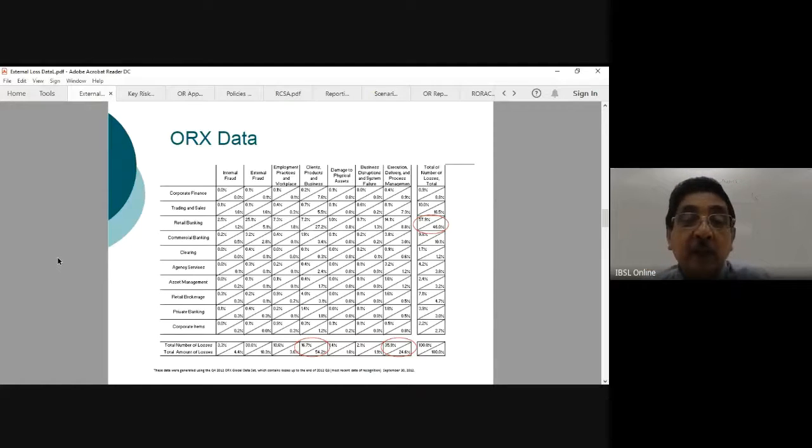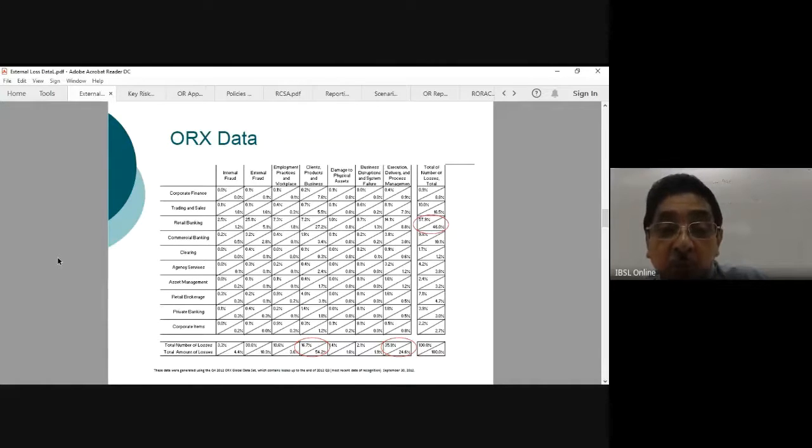And you can see, if you take a risk event type, the highest losses reported are on clients, products, and business practices. It is 54.2% of the amount of losses. And another 24.6% is reported from execution, delivery, and process management. And you can see those are rounded in red.